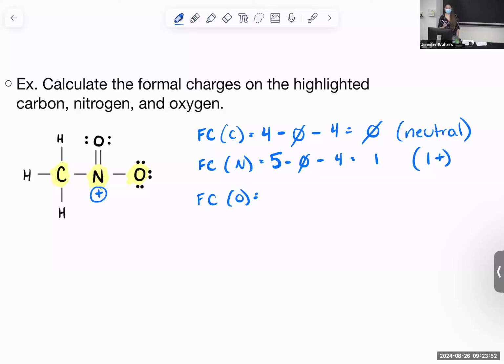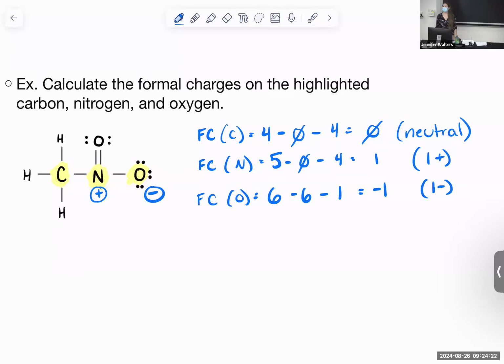What's the formal charge of oxygen? Negative 1 or 1 minus. So oxygen has 6 valence electrons. We see 6 dots minus the 1 line. That's a -1 or a charge of 1 minus. So then the charge that we would just draw is just a little negative sign next to the oxygen.